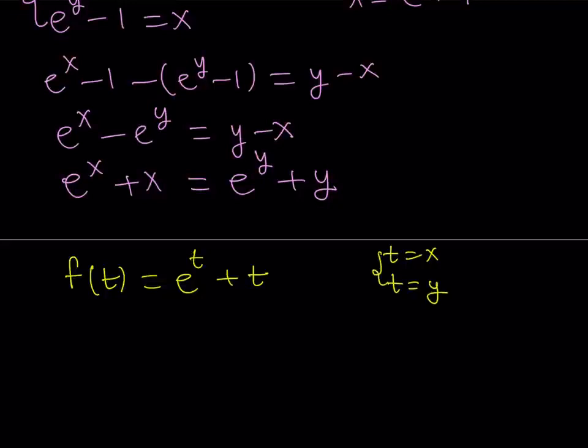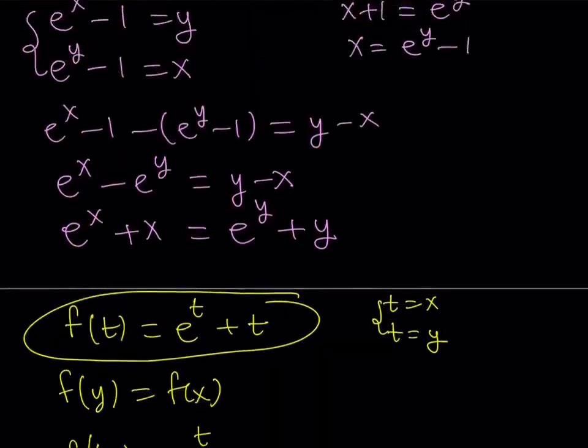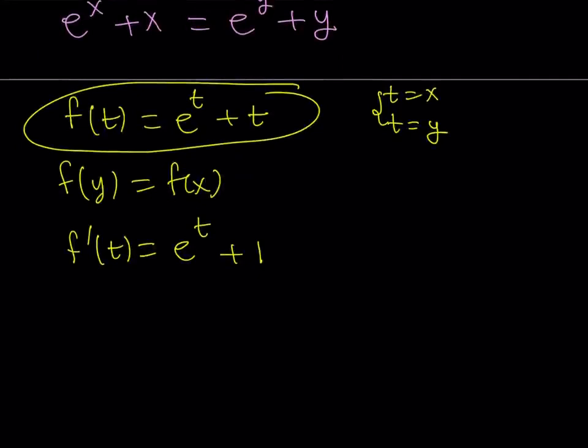All right. Now what happens if we do that? We get the equation f of y equals f of x. Now, what does that imply? Well, first of all, let's take a look at our function and see if that's going to be a one-to-one function or not. So I'm going to differentiate this function, and when I differentiate it, it's going to be e to the power t plus 1, because the derivative of e to the power t is itself, and the derivative of t with respect to t is 1.